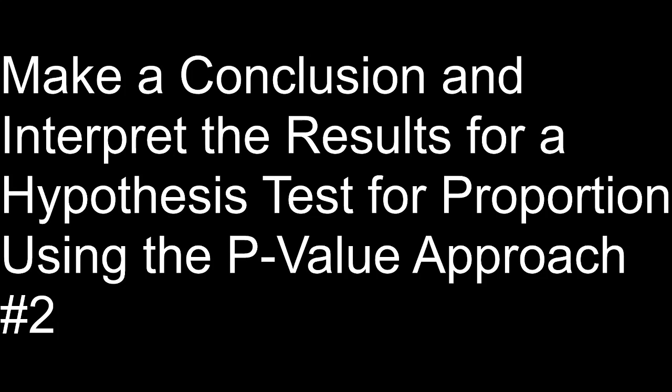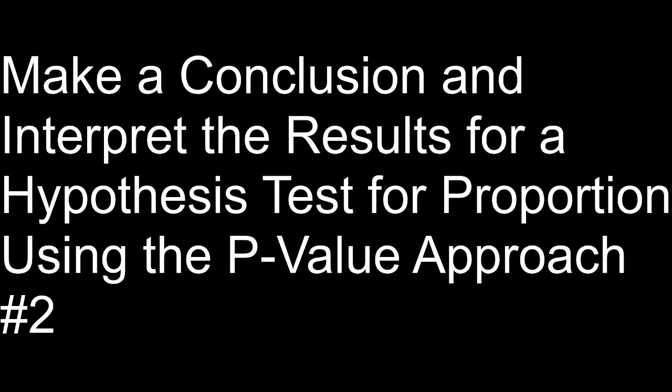This video is on the objective: make a conclusion and interpret the results for a hypothesis test for a proportion, a population proportion. This is using the p-value approach as opposed to the critical value approach. And this is number 2. This is the second video I'm doing on a question from your homework related to this objective.